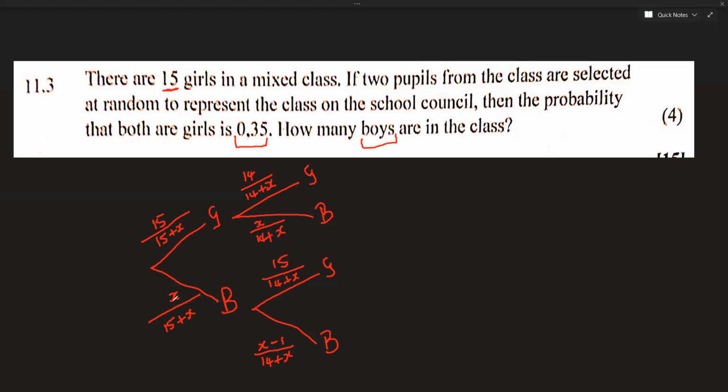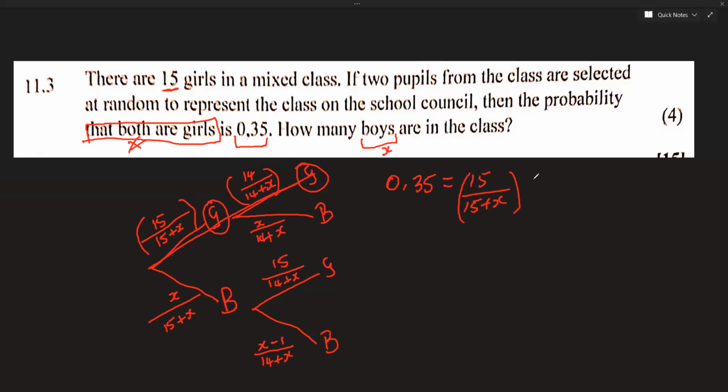Remember, x is the number of boys that are present, x, sharp. And then here I'm given a probability of both girls. So I'm given this portion and that portion. So I'm given this route basically, right? So it means if I multiply this probability and that one, I must get that answer there. Okay, that makes things simple for me. So I know that that answer must be given by 15 over 15 plus x, right? Then multiplied by 14 over 14 plus x, right?